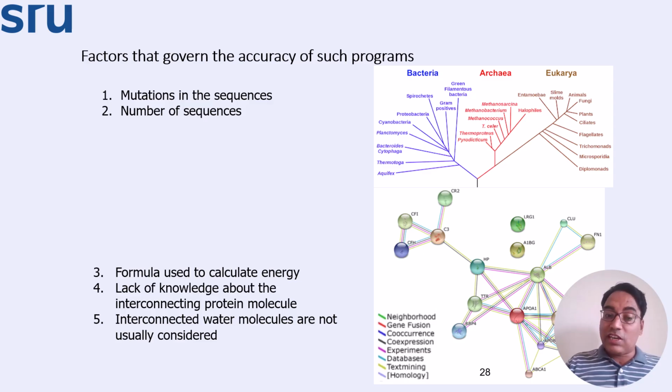Lack of knowledge about the interconnecting protein molecule. Normally, if two proteins, say this one and this one, are found to be connected, they are actually involved in interaction with each other, but with some other protein as a mediator. I cannot say that this protein and this protein are not at all connected, because there is no direct mutual connection. It may be channelized using one or two mediator proteins. So we need to consider that scenario as well.